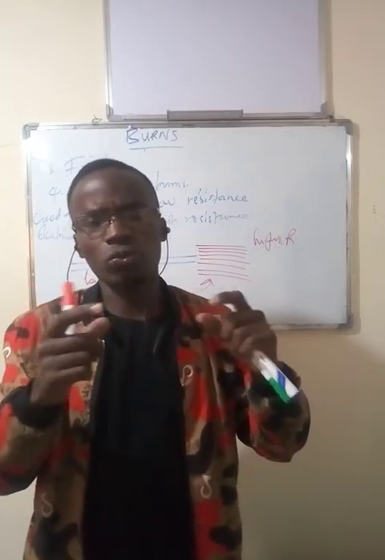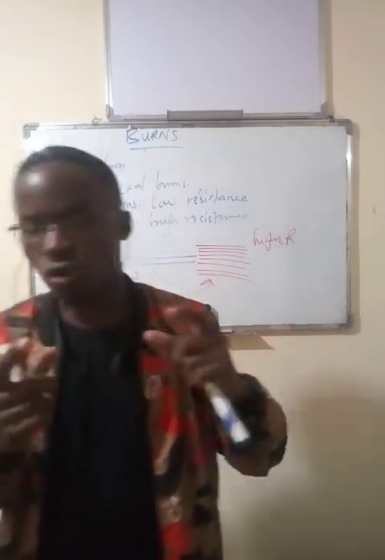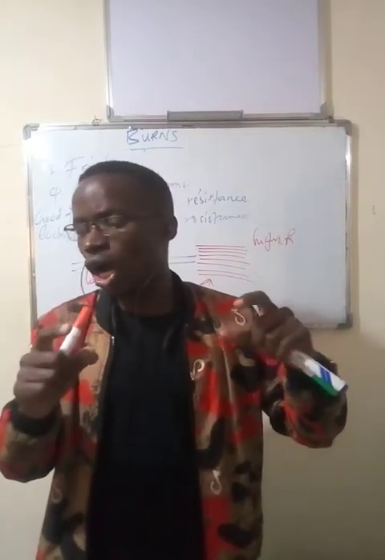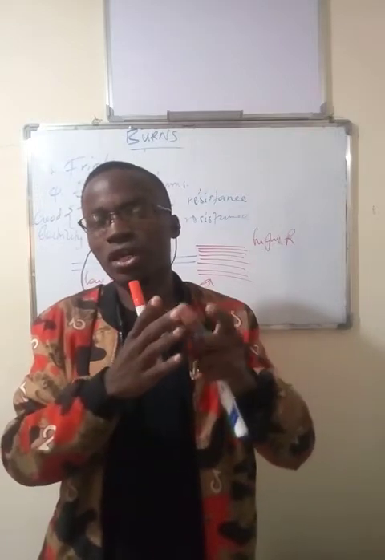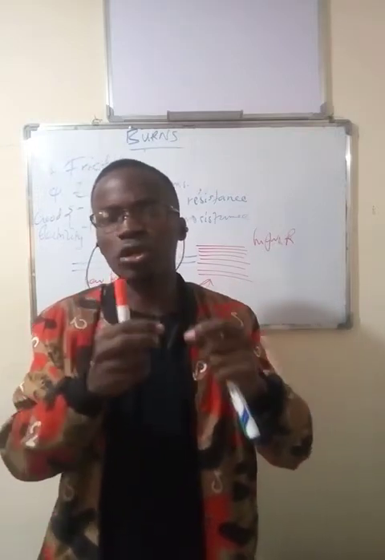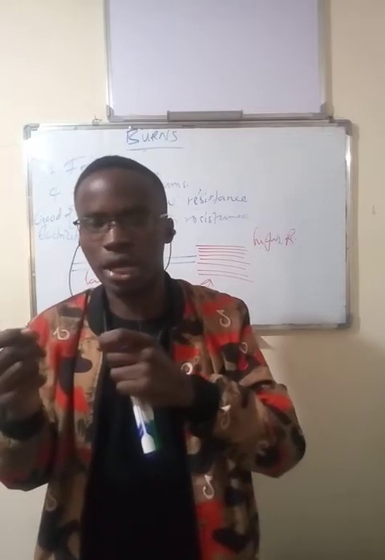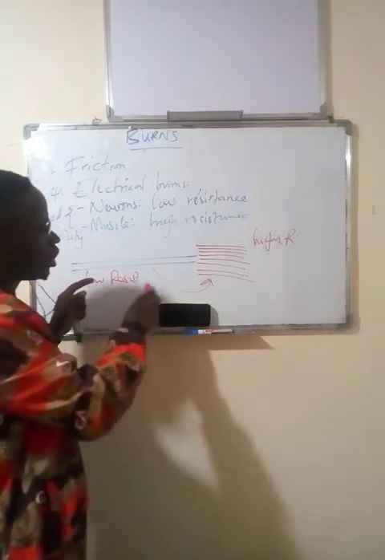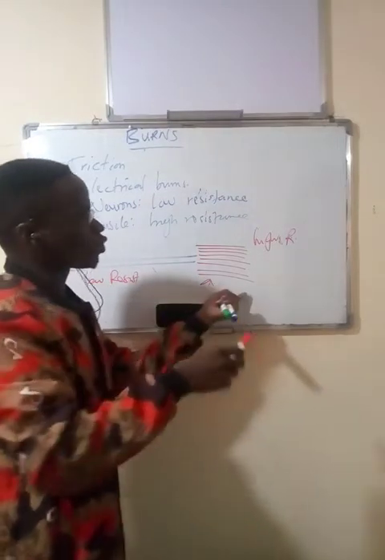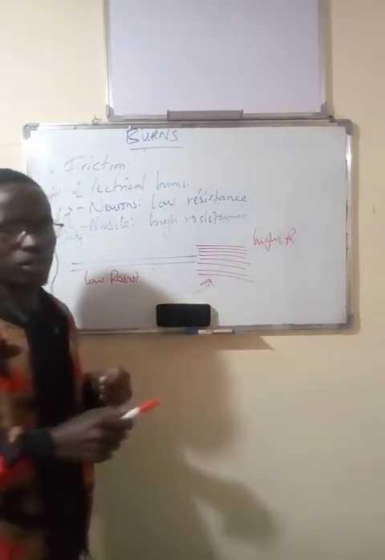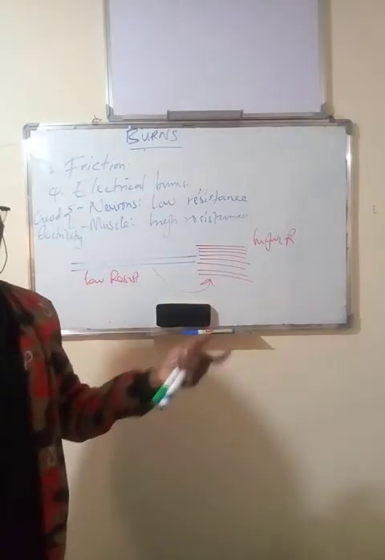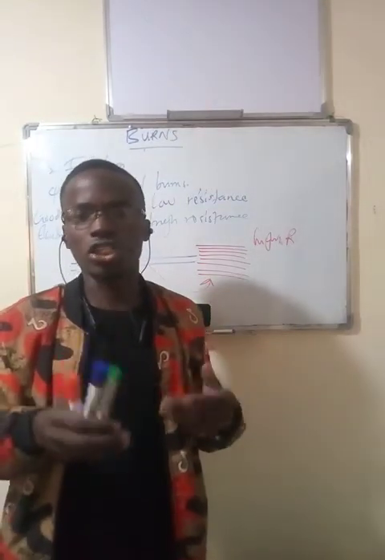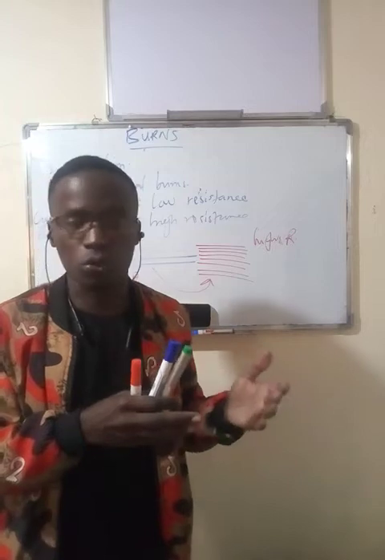Now, on the resistance part, when a wire has high resistance, there is a tendency of part of that current or that electrical energy being converted to what? To heat energy, right? So because of that resistance, some of the electrical energy in this case cannot pass through the muscle. So where is the extra energy going to go? Because we know that energy is neither destroyed nor created. It is only transformed from one form to another.